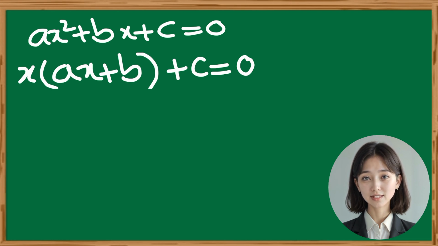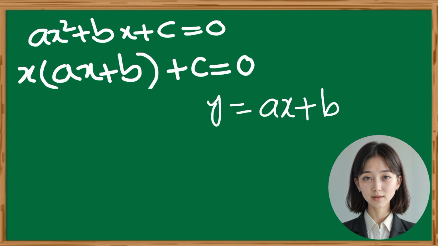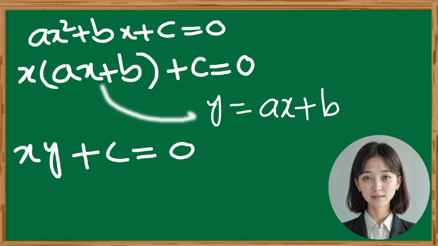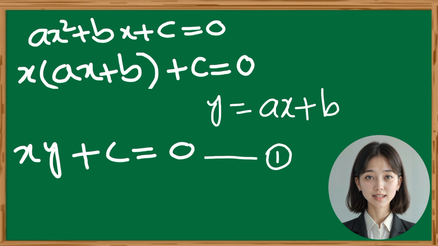Step 3. Substitute for simplicity. Let's make this easier to work with by saying that everything inside the brackets, ax + b, is a new variable, y. So our equation becomes x·y + c = 0. Let's call this equation 1. Now we also have that y = ax + b. Let's label this as equation 2.